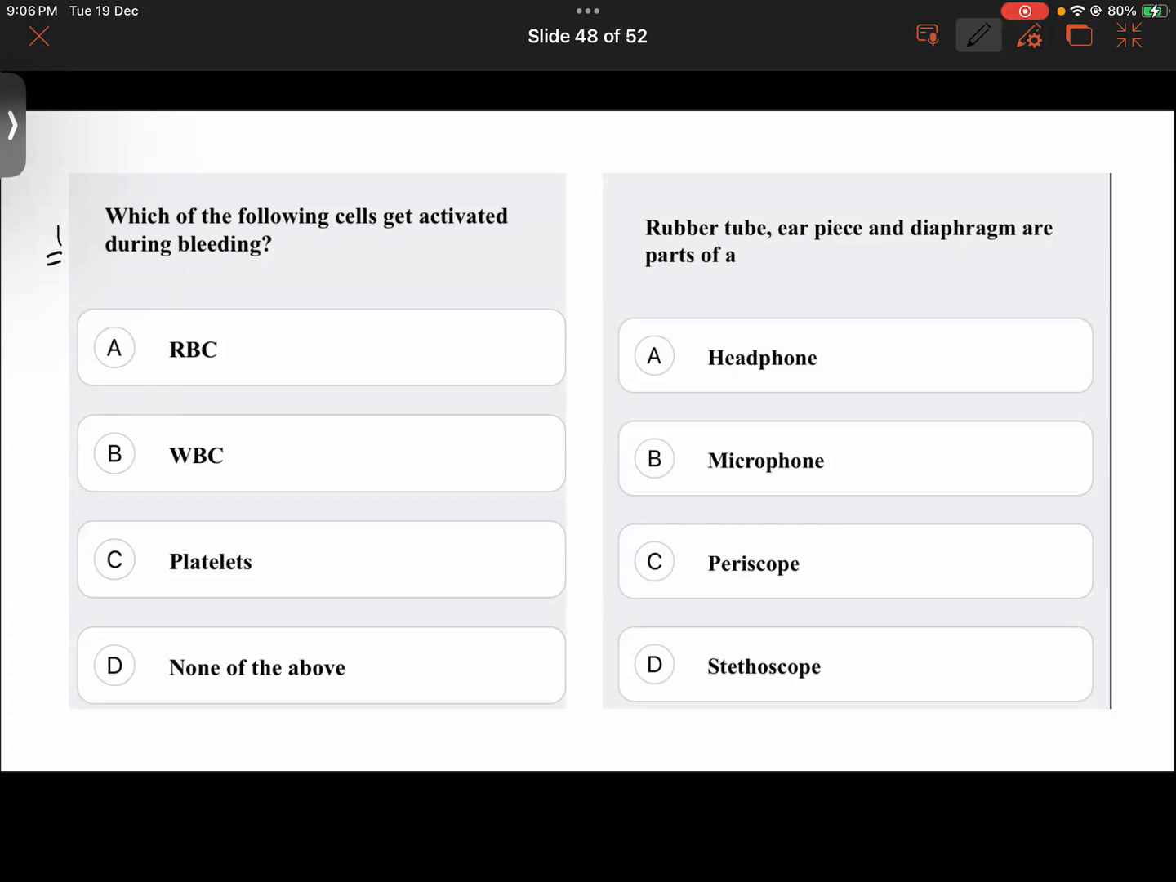Which of the following cells get activated during bleeding? So the answer is platelets. It's platelets. Very good.